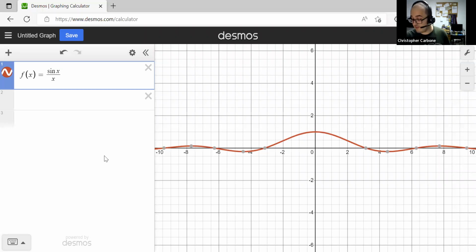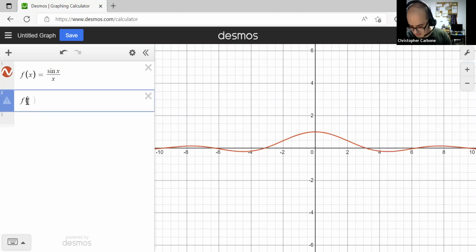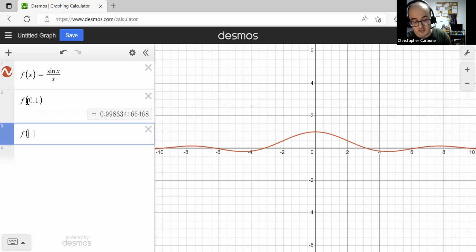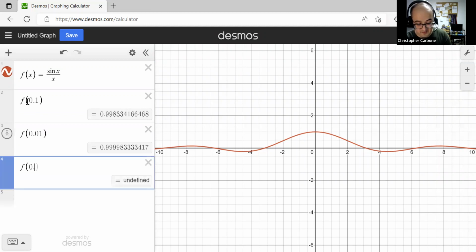But once again, if we start using those same type of thing, getting closer and closer and closer to the value of 0. If we do positive 0.1, we have 0.99833. If we do f of 0.01, 0.9999833333, same thing, f of 0.001. As you can see, you can also see on the graph, we're approaching the value of positive 1.